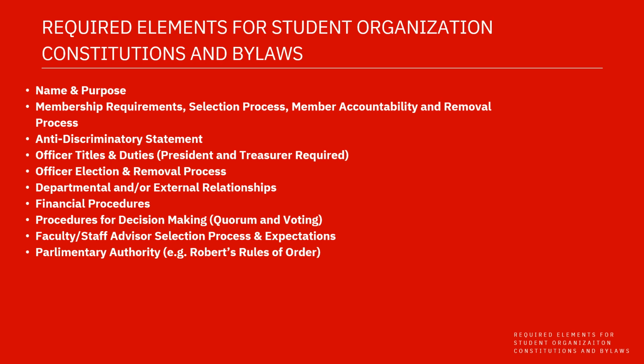Next, we need there to be financial procedures. How are you going to handle funds from membership dues or fundraising activities? Next, procedures for decision making, such as quorum and voting procedures, faculty or staff advisor selection processes, as well as expectations for them to act as your advisor, and of course, any kind of parliamentary authority. The most common we see across campus is Robert's Rules of Order.